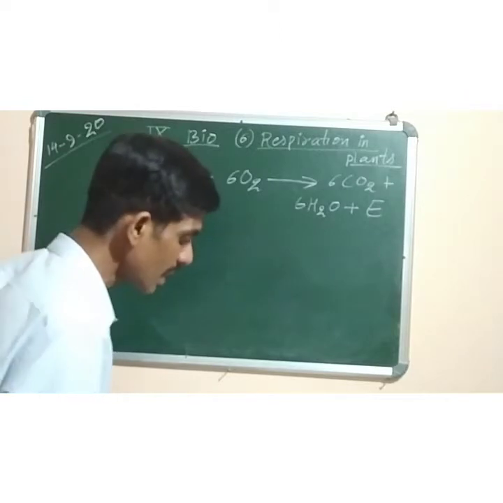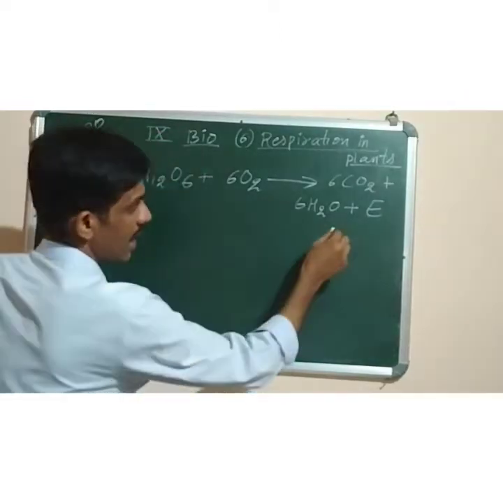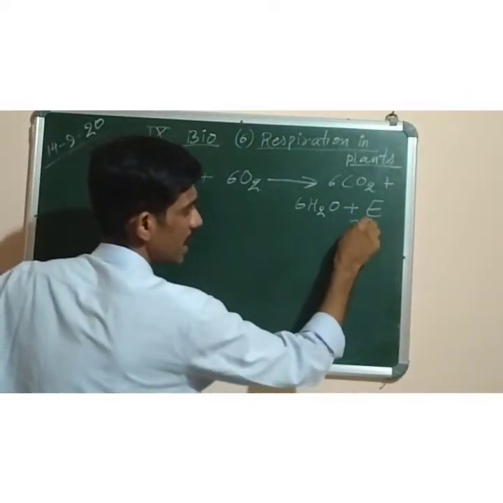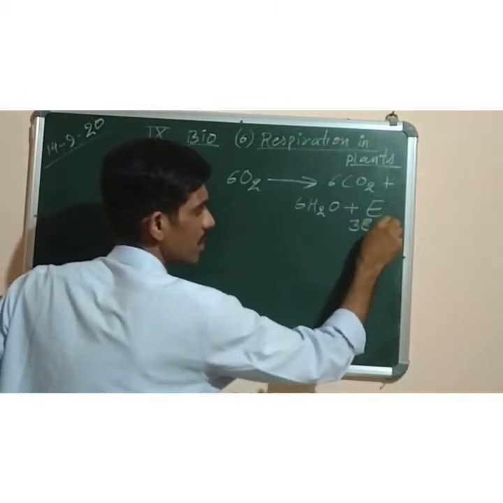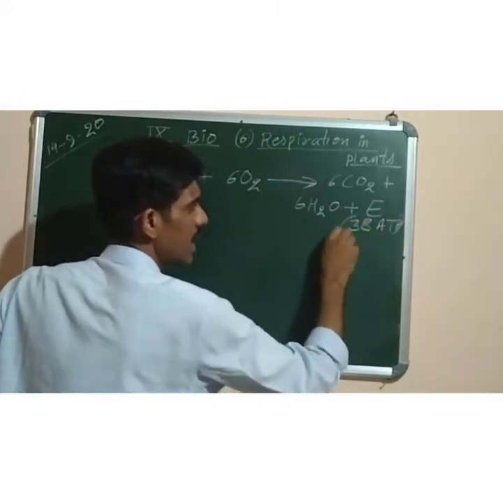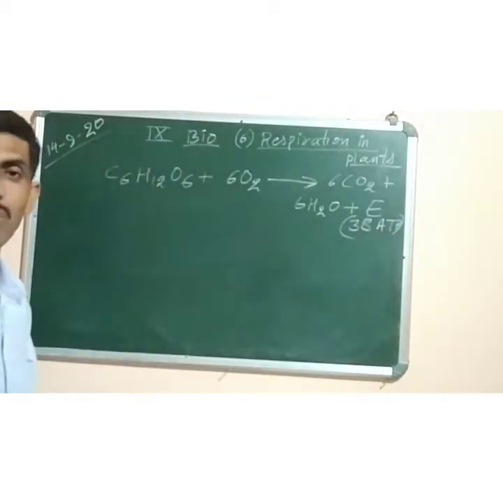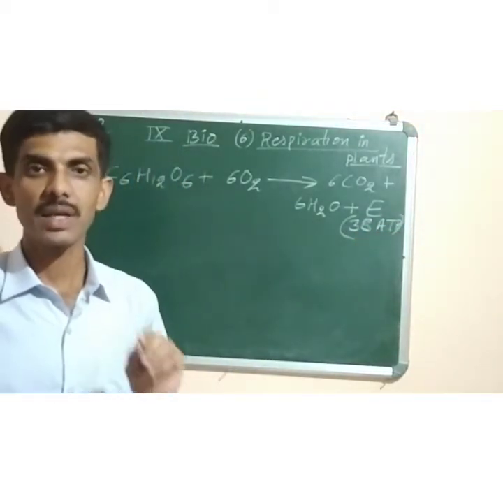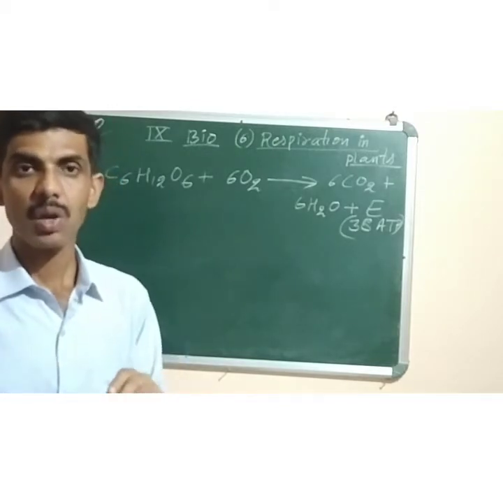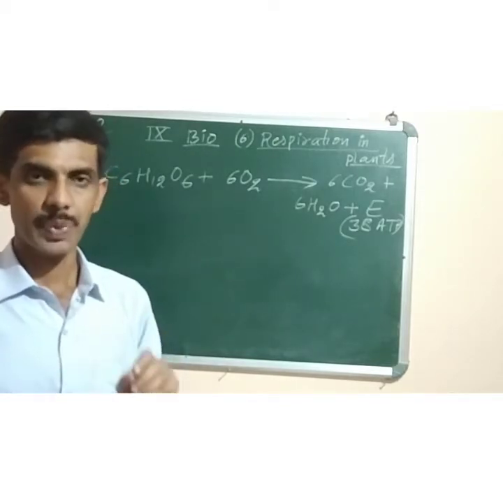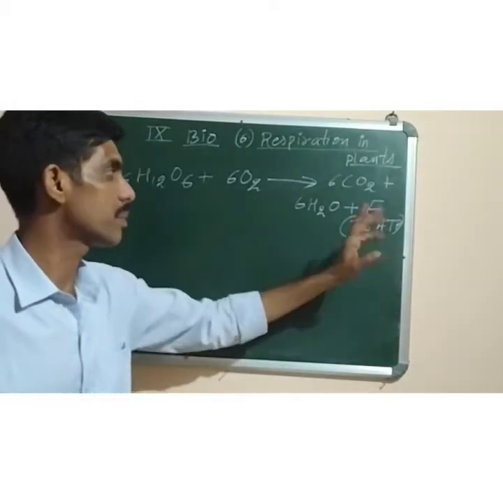So you can see how much energy is written in the book? 38 ATP. 38 molecules of ATP are produced. ATP stands for adenosine triphosphate, which is also known as the energy currency of the cell, meaning the cells utilize or spend energy in the form of ATP only.